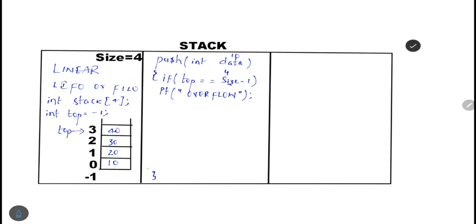Overflow means your stack is now completely filled. If you add something beyond that, it will become overflowing. So you can't insert a new data item into the stack now because it is already filled. The stack is currently going through overflow. If this condition is true, then what can we do? We can't do anything, right? Because it's already completely filled. The new data item, whatever you want to insert, cannot be placed into the stack.